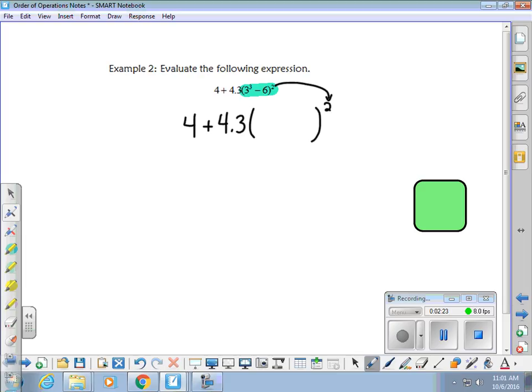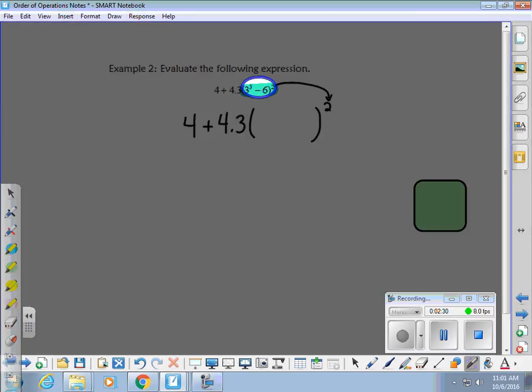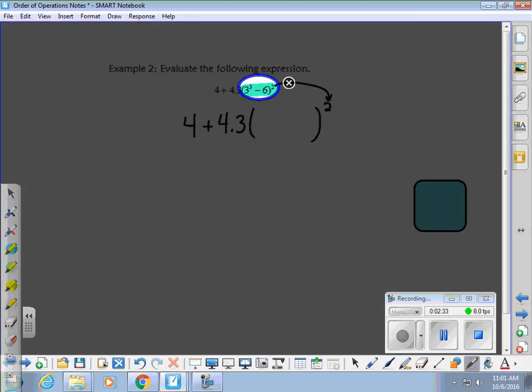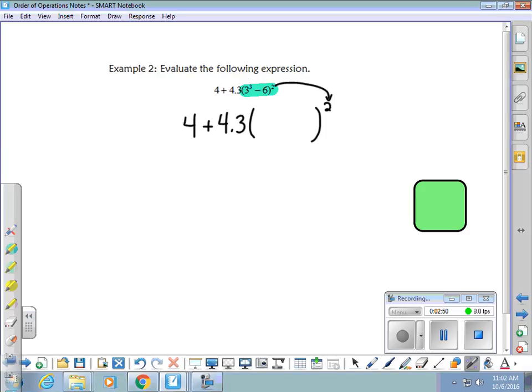Now, inside the parentheses, if you look, I should just see this. When you look inside parentheses for grouping, you ignore everything outside. Notice everything else kind of fades to black. So in here, I have an exponent and I have subtraction. What do we do first? Exponent. So 3 cubed means 3 times 3 times 3, which equals 27. So I have 27 minus 6 inside parentheses.